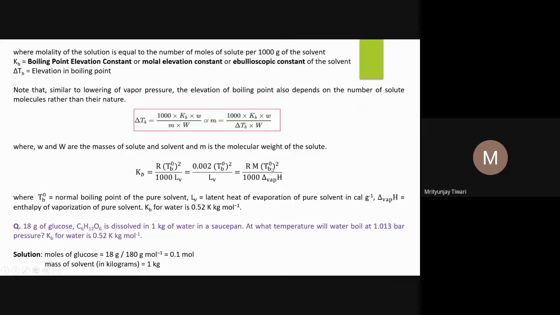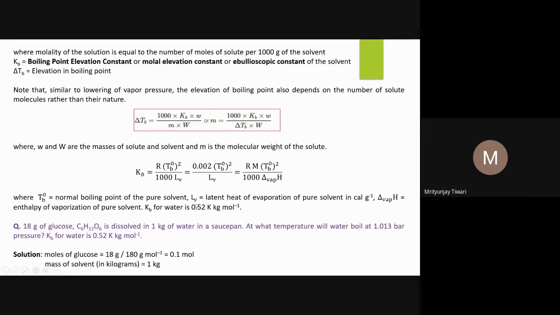or this will be equal to another formula, R M TB naught square divided by 1000 delta H vaporization. Delta H vaporization means the enthalpy of vaporization. And the Kb value for water is 0.5 Kelvin kg per mole.